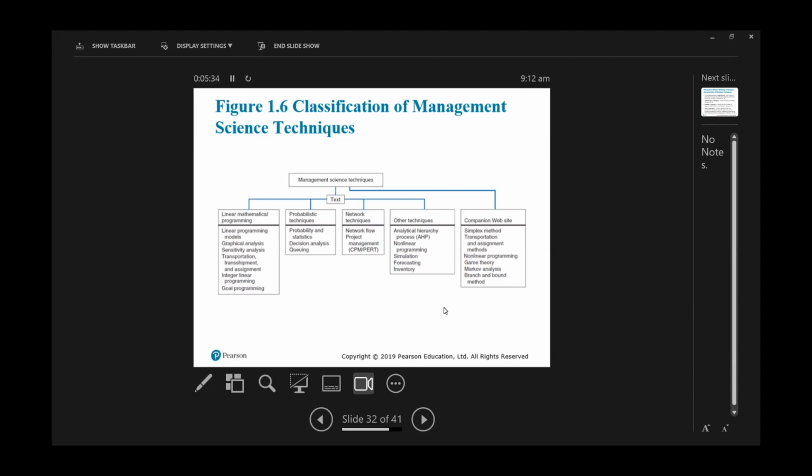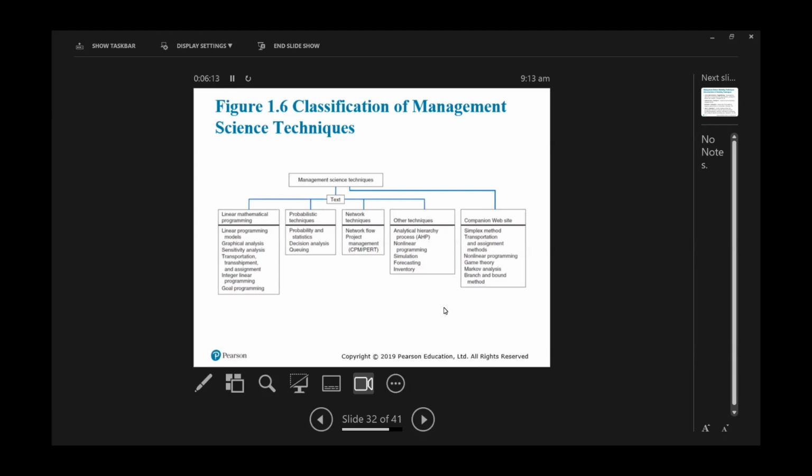Then we have some other techniques which include analytical hierarchy process, in short AHP. Then we have nonlinear program. See, we have linear program. We also have non-linear program. Then we have simulation models, forecasting models, and then inventory models. If you go to the companion website of the Taylor, which is a textbook that we are using, they have some materials on these other techniques.